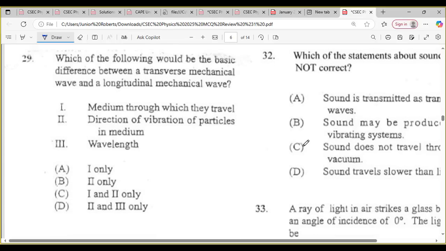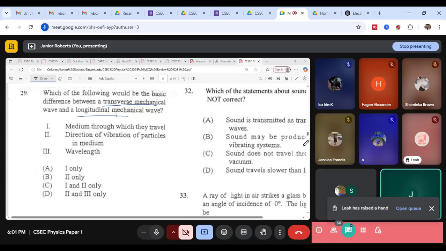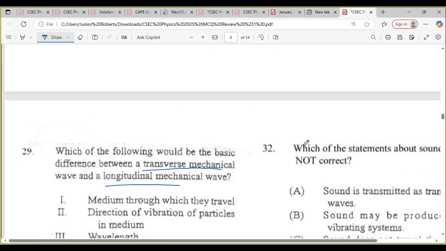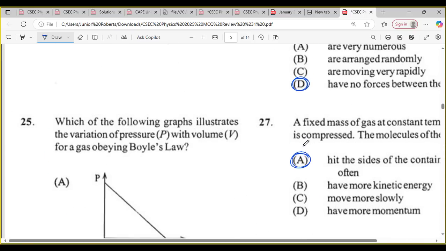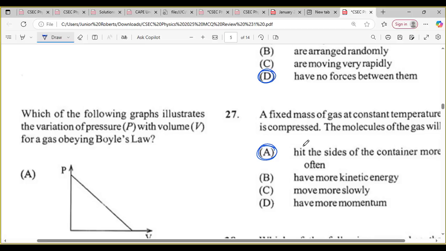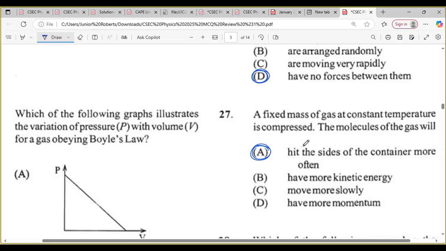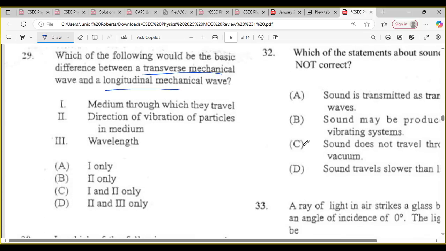Which of the following would be the basic difference between a transverse mechanical wave and a longitudinal mechanical wave? Right, yes. Sir, can I see question 27, please? 27, sure. 27 is this one. I will say it. Thank you. Yes. Now 29, we said no.